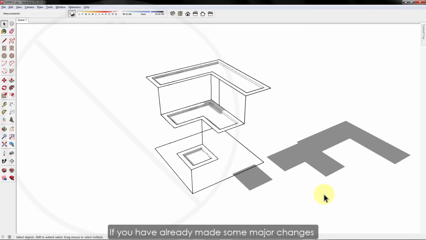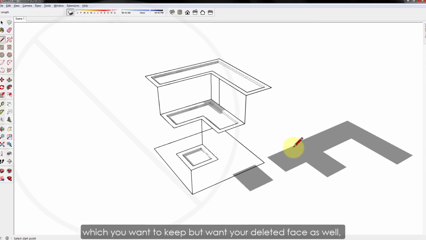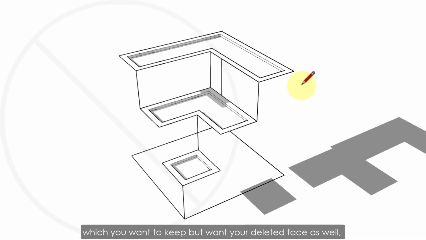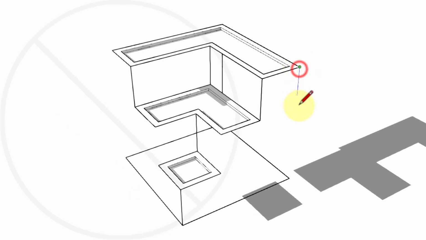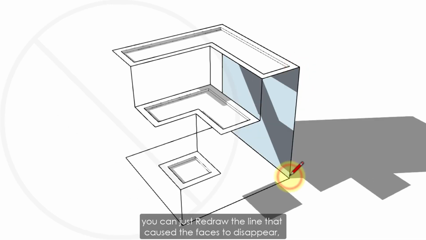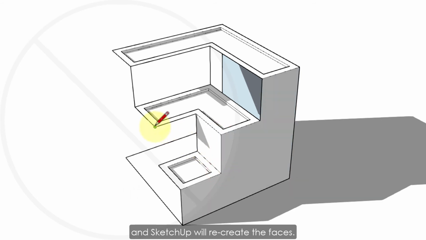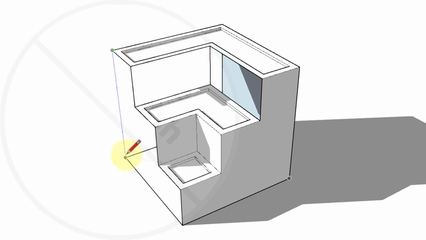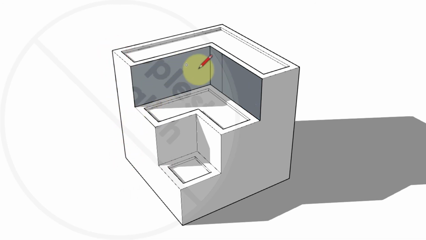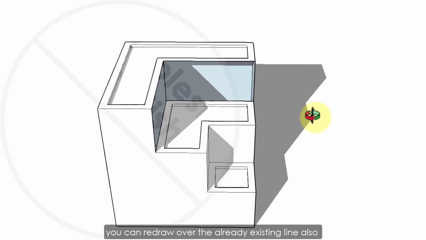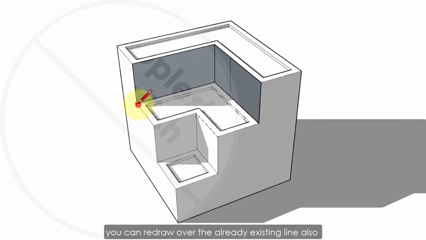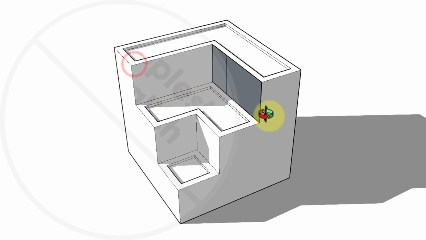If you have already made some major changes which you want to keep but want your deleted faces as well, you can just redraw the line that caused the faces to disappear and SketchUp will recreate the faces. Or you can redraw over the already existing line also to get your face back.